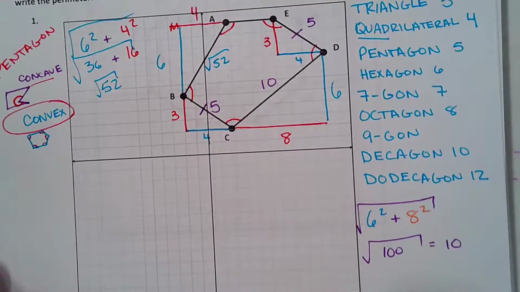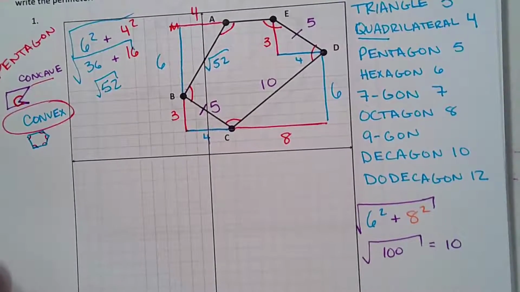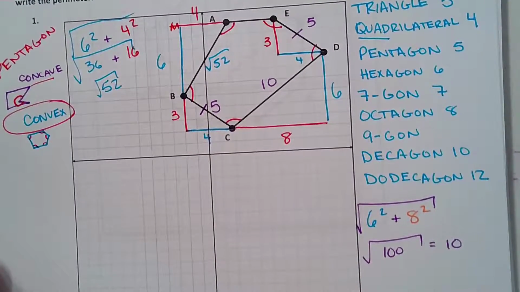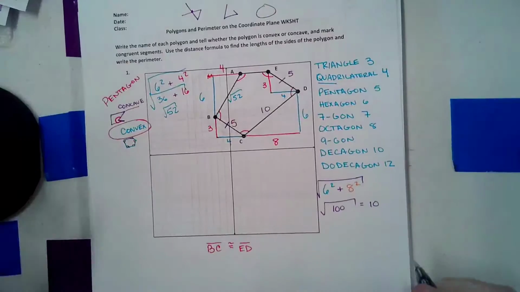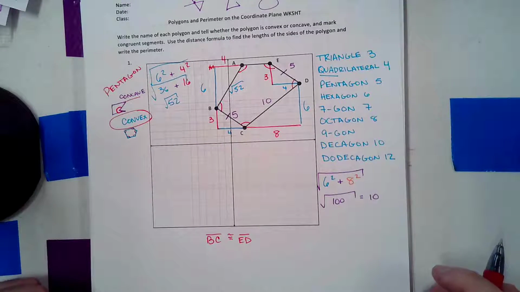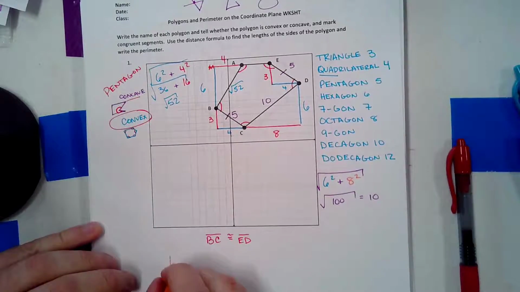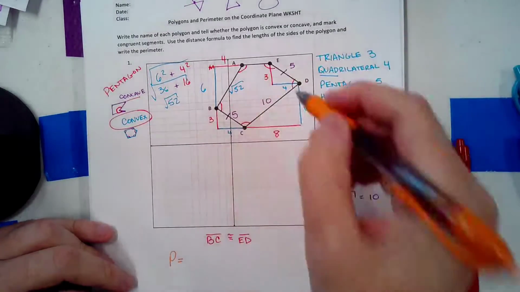Cool. So only sides that are congruent are BC and ED. We will write that BC, the segment, is congruent to ED. Let me zoom out. There you go. Then it says, use the distance formula. Well, we did. We just used the Pythagorean theorem because we smart. And then write the perimeter. Well, the perimeter is the outside length, right? So P for perimeter is going to be all these lengths added up, right?